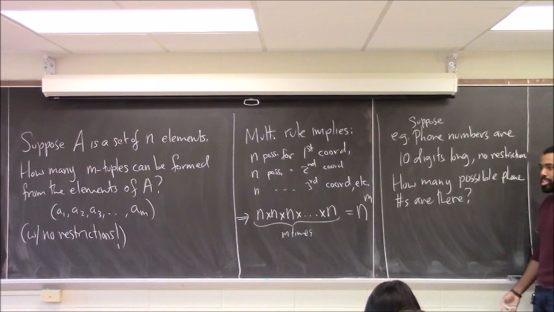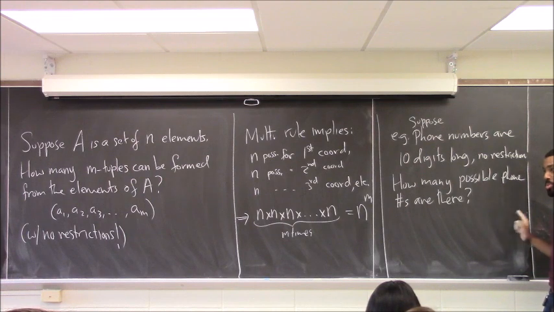Now, you don't want to start just randomly picking numbers. Okay, one phone number is 1111111111, 1 ten times. You don't want to choose a phone number like that, right? Or you don't want to count them because you'll be counting for a while.